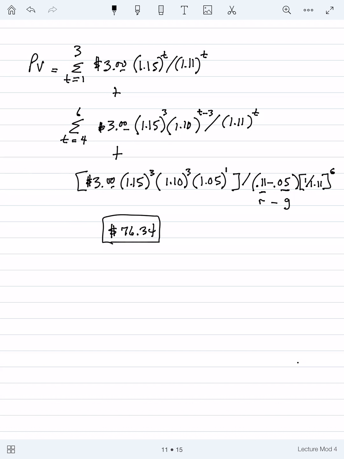Notice this last part of the example. It's like you're holding a growing annuity instead of a growing perpetuity, and you would just substitute the growing annuity formula for the growing perpetuity formula in the example.